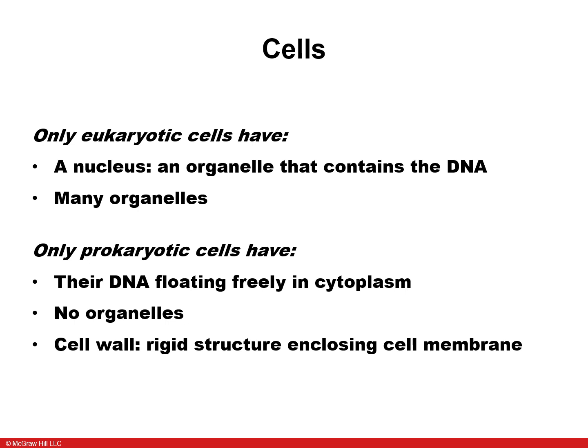Only prokaryotic cells have their DNA floating in the cytoplasm. So prokaryotic cells also have DNA, however the DNA is just floating in the cytoplasm. Prokaryotic cells do not have organelles. Now, in addition, prokaryotic cells actually have a cell wall. And the function of a cell wall is to provide an extra layer of protection to prokaryotic cells. And later when we talk about antibiotics, we'll come back to discussing the cell wall, because the way antibiotics work is that they actually target the cell wall.